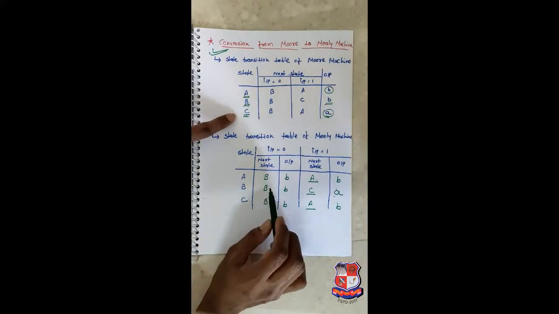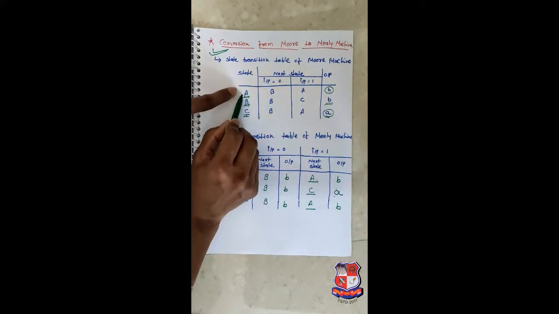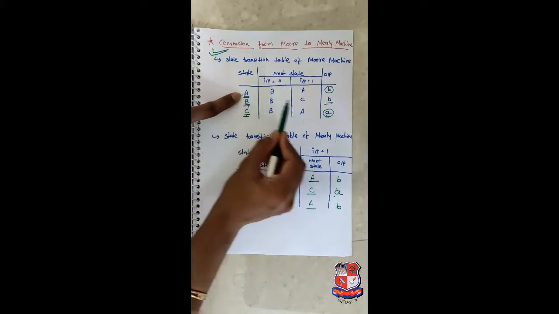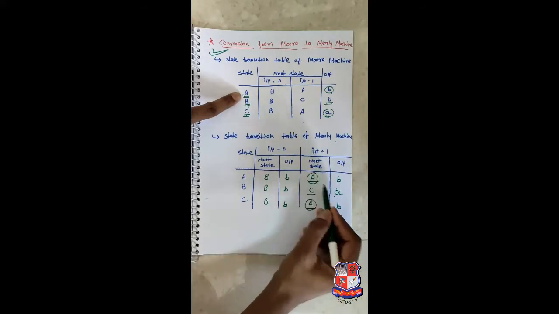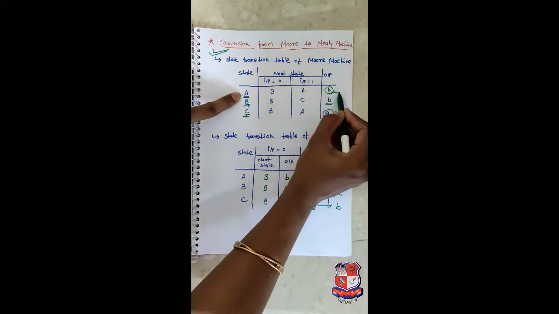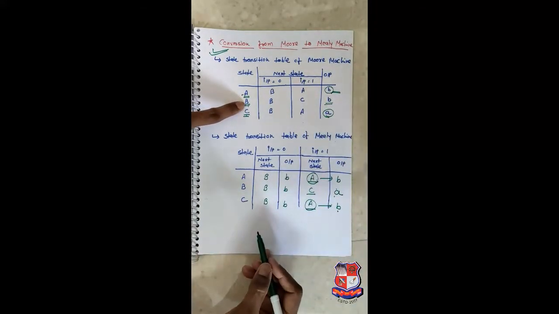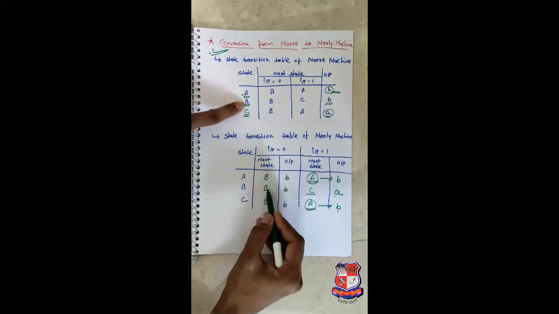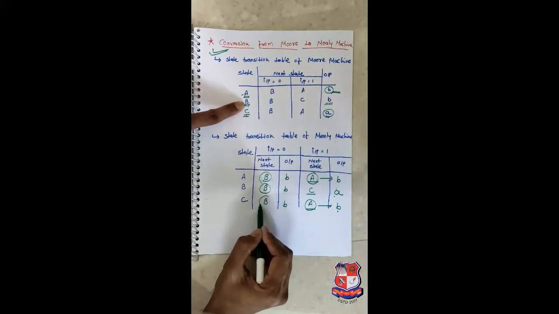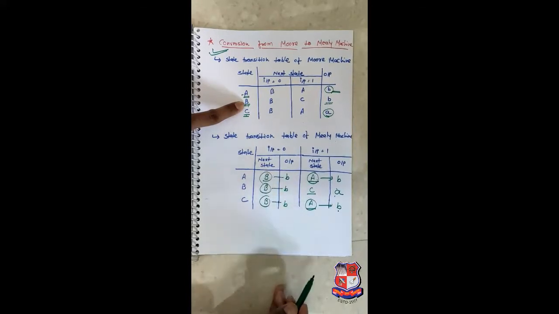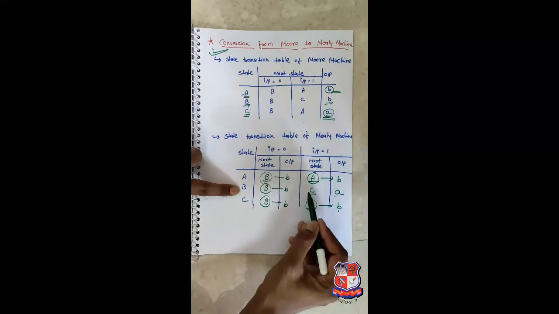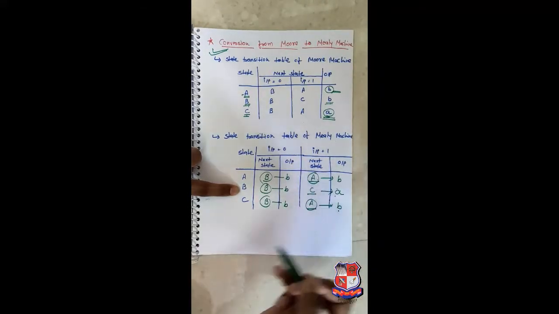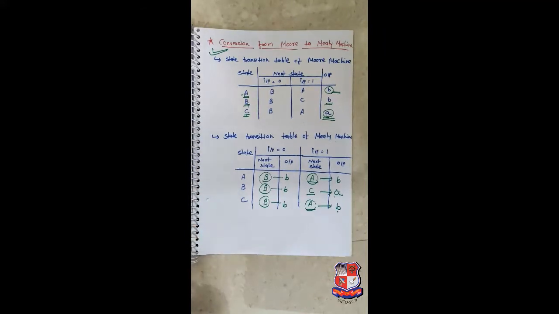So simply, whatever the output at state A is, B. Here you find in the next state where A is, this one and this one, so we get the output B. Same way for B, the output is B. We got B in the next state here, so the output at this one is B. Same way for state C, the output is A. So we find where the next state is C, so the output is A. So this is the transition table of the Mealy machine.